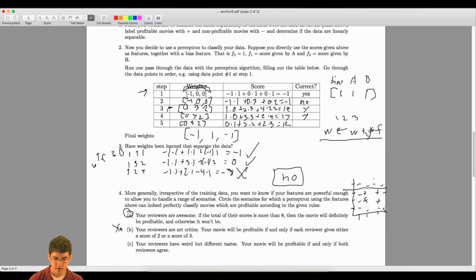All right. Finally, it asks us, in this last scenario, our movie is profitable if and only if both reviewers agree. So what does this look like when we draw it out? Well, if both reviewers agree, that's saying like 1, 1 is positive, 2, 2 is positive, 3, 3 is positive, and 4, 4 is positive. And it's negative in all other cases.